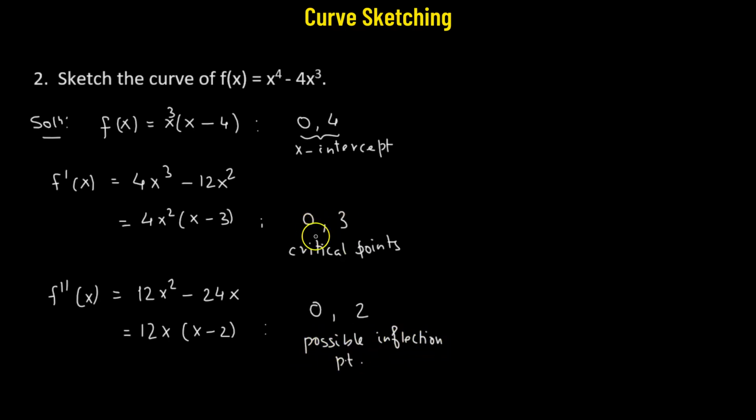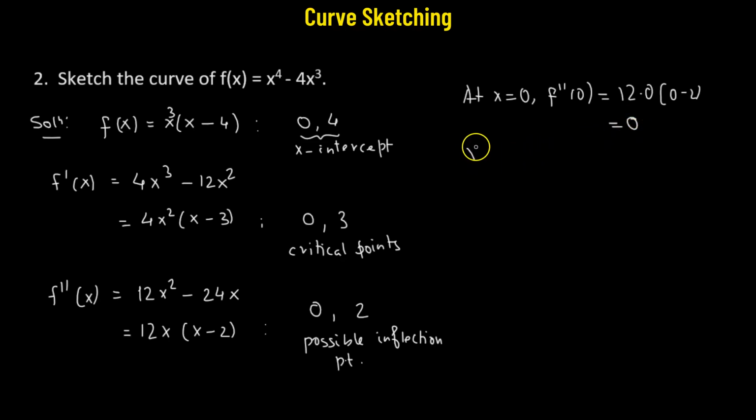Now, of the two critical points, 0 and 3, we do not know for sure which one of them is a maxima and which one is a minima. So we'll substitute these values into our second derivative. At x equals 0, f double prime of 0 equals 12 times 0 multiplied by 0 minus 2, so this is equal to 0. And we know that whenever the second derivative is 0, we cannot say for sure if it is a maxima or a minima. So this is an inflection point.